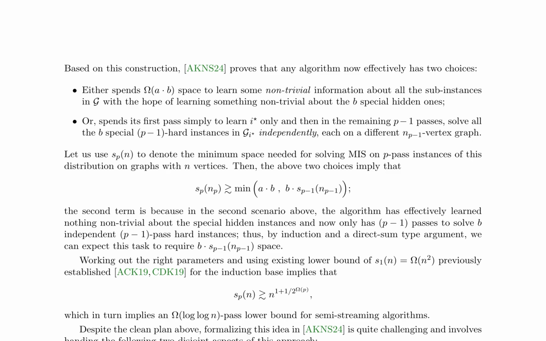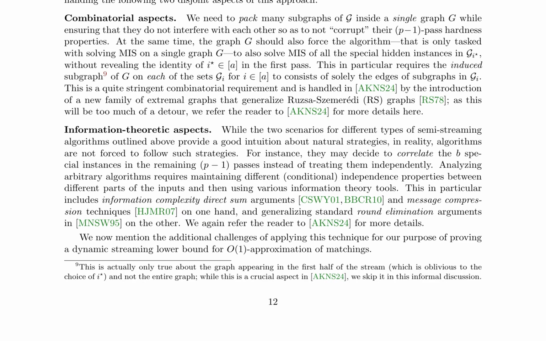The hierarchical embedding technique works by constructing a graph G that contains a collection of (P-1)-pass hard instances, which are put together in a way that forces the algorithm to solve a special subset of these instances without revealing their identity in the first pass. The authors prove that any algorithm must either spend omega(AB) space to learn non-trivial information about all subinstances or spend its first pass learning the identity of the special instances and then solve them independently in the remaining P-1 passes. The authors derive a lower bound on the space required for solving the maximum matching problem, which implies an omega(log n) pass lower bound for semi-streaming algorithms.